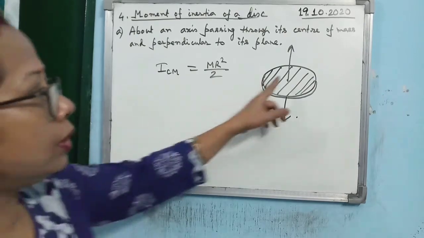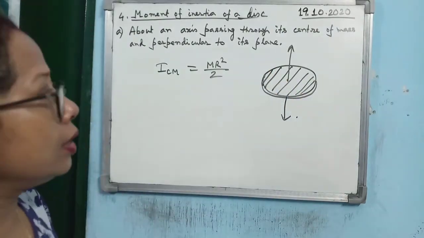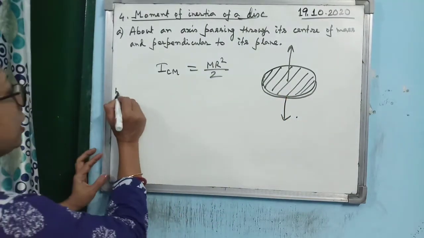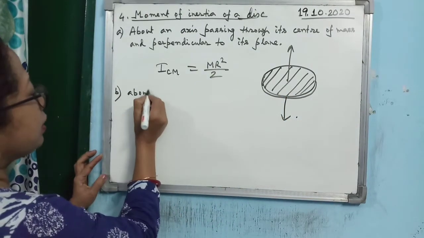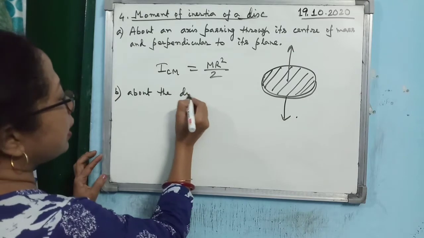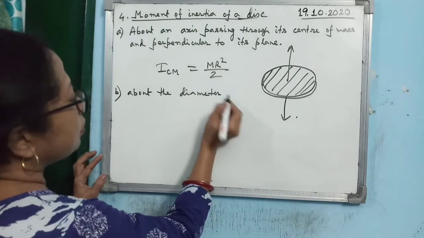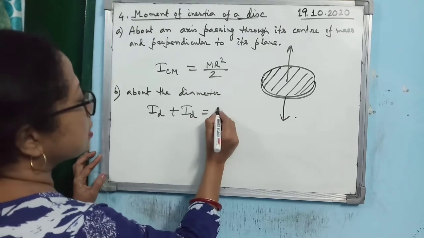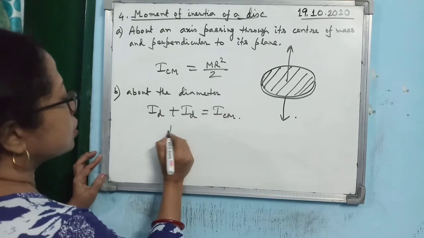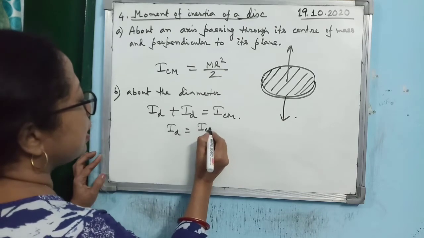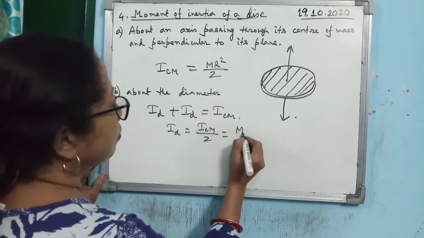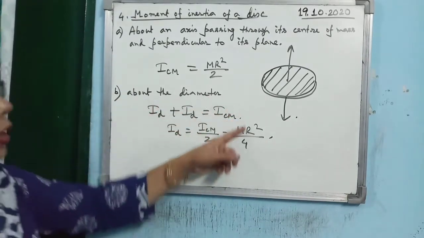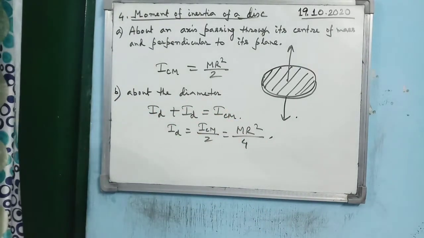Alright, so if you know this, then you can find out what will be. So you tell me, what will be the moment of inertia about one diameter? About the diameter, you can do this. According to the perpendicular axis theorem, it will be ICM. So ID will be ICM by 2, meaning it will become mr square by 4. This is according to the perpendicular axis theorem.